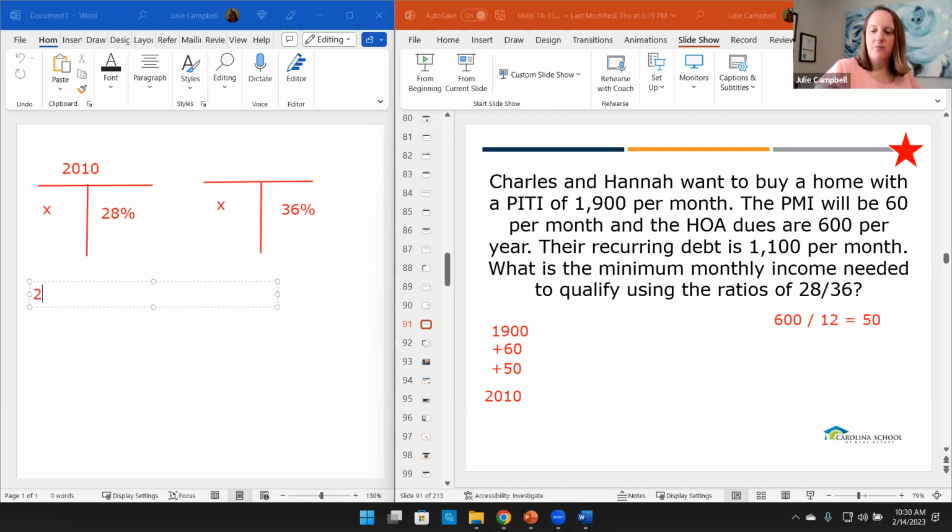That fourth line on the T-bar means divide. So we take $2,010 divided by 28%. And I get a monthly income of $7,178.57.